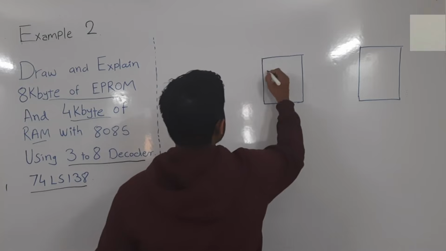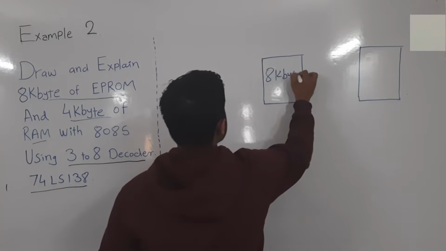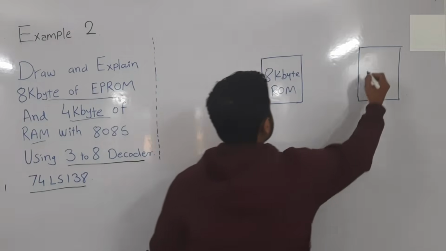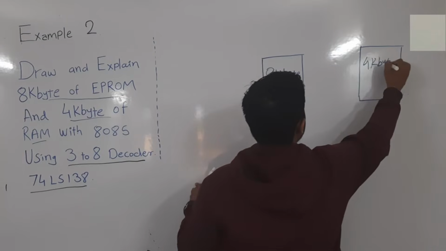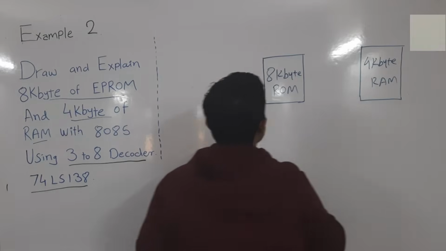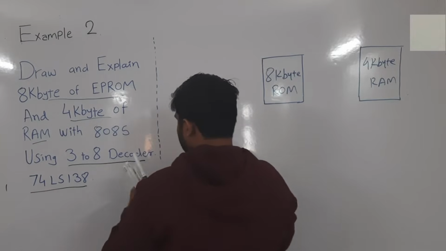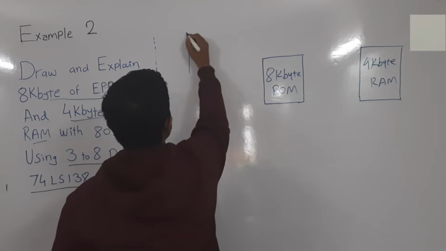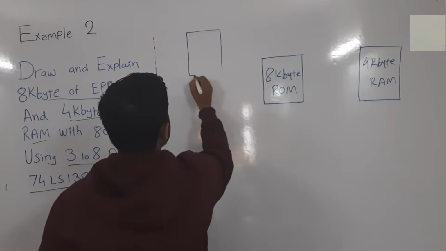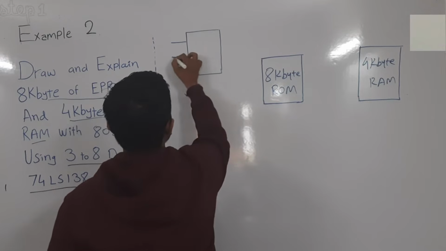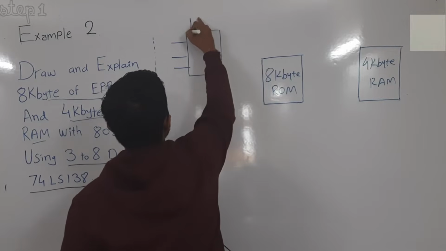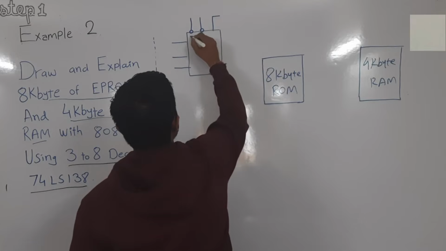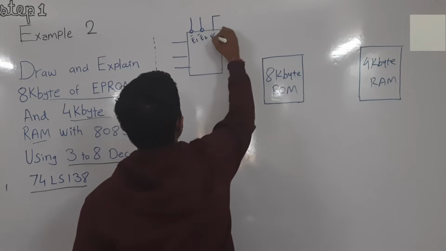The one memory is 8k byte of ROM. EEPROM is one type of ROM. And the other memory is 4k byte of RAM. And one more component which is also asked to be interfaced is the decoder. So let's draw the decoder. The decoder has three input pins. It has two enable pins and one VCC pin. So there is E1 bar, E2 bar and VCC.